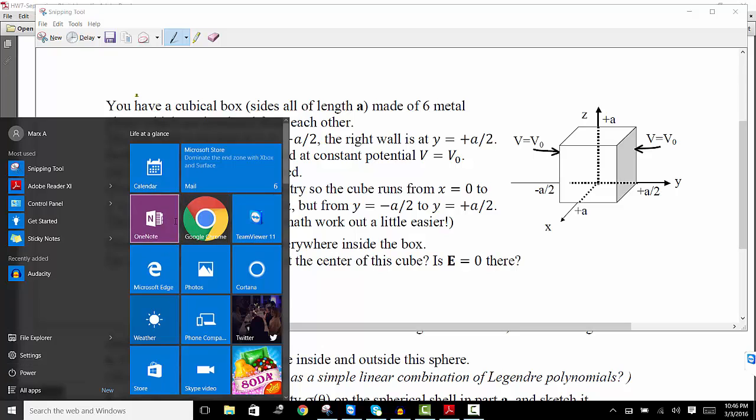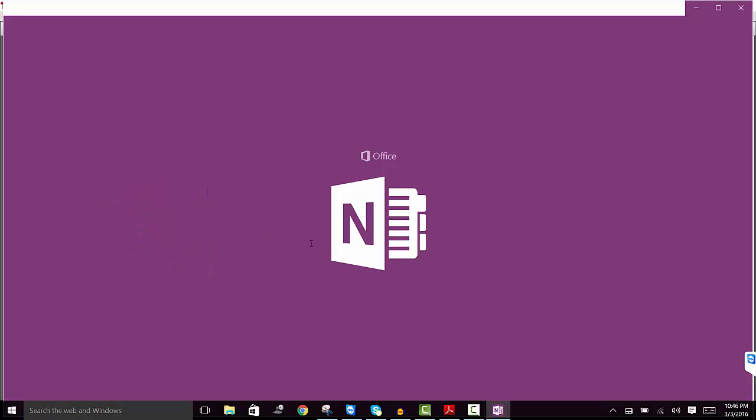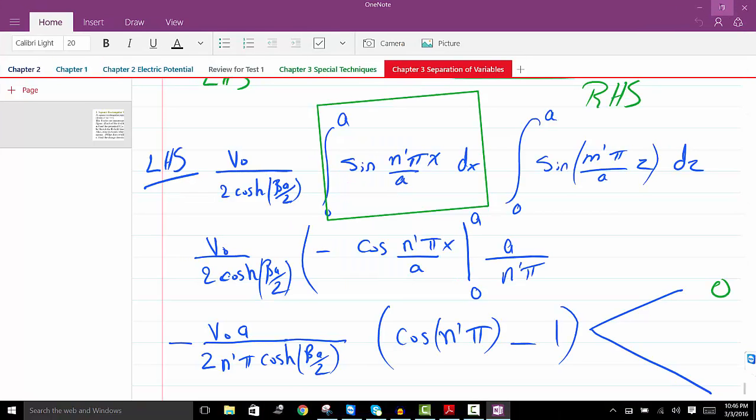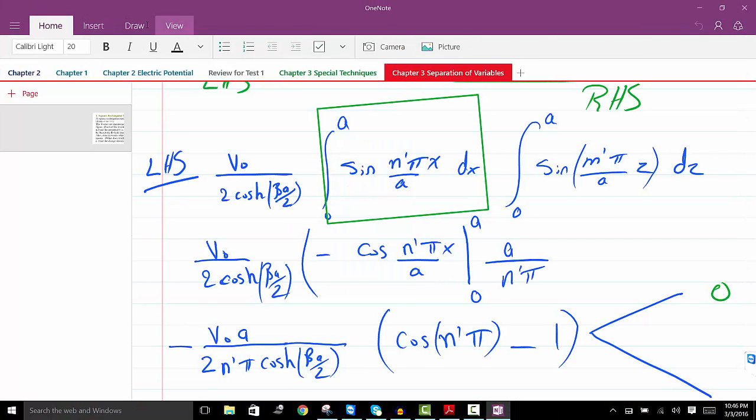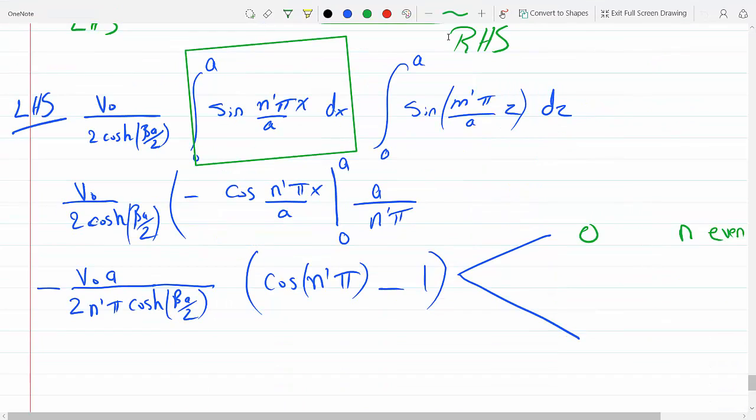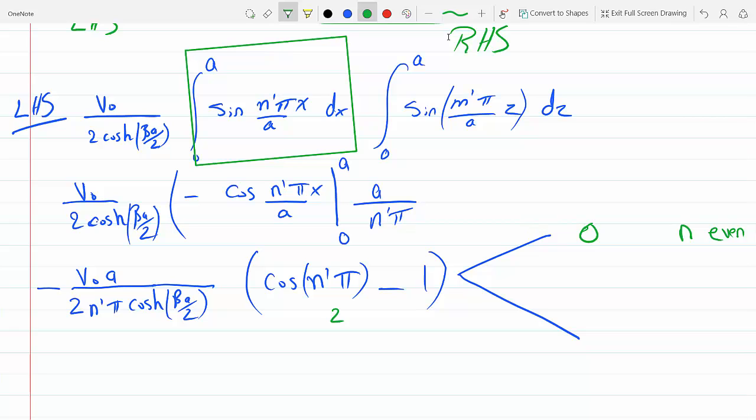This thing here paused, so let me open it back. It's not taking the pressure of all that math. Radiation pressure is getting high here, I guess. So this guy is minus 2 if n is odd, so this crosses out with this, the minus sign goes away, and we get v0 a over n prime pi cosine hyperbolic beta a over 2. That's if n is odd.